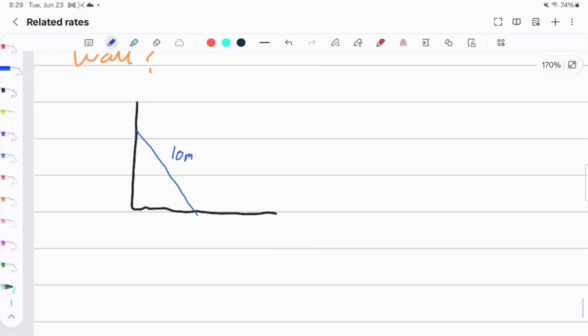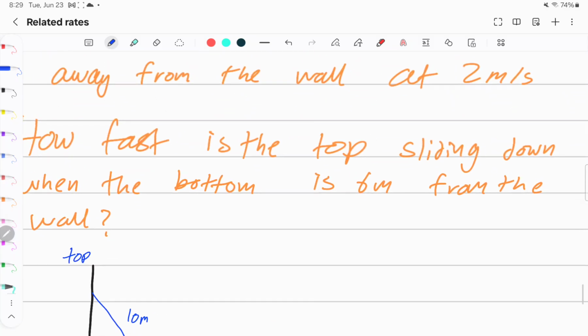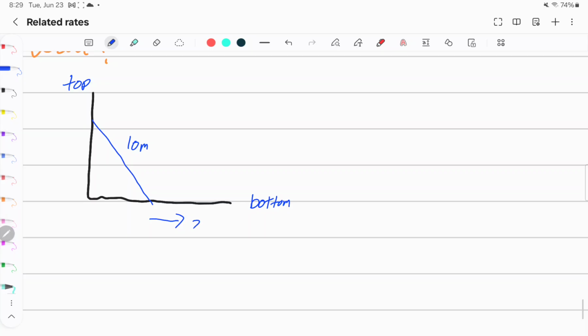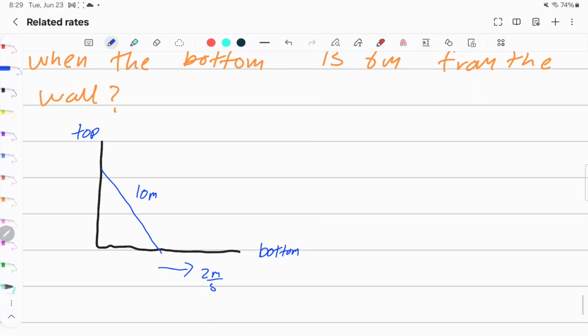Now hear me out. What is the bottom? What is the top? We know that this side is the bottom side, or the floor. The top side of the ladder is the upward section, which is leaned against the wall. Now they're saying this bottom moves away. With what speed? With 2 meters per second. And similarly, if the bottom is moving away, the top is also coming down. What speed? We don't know right now.